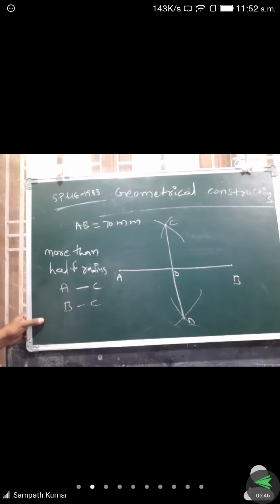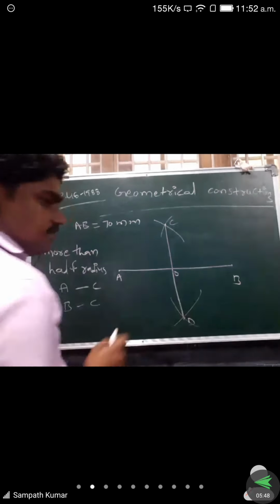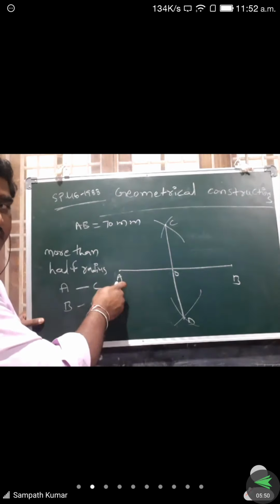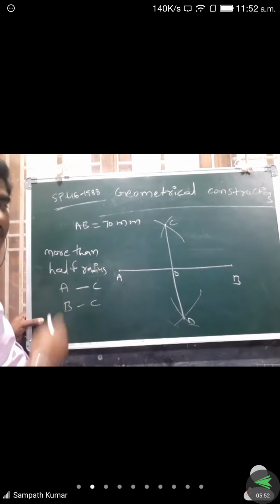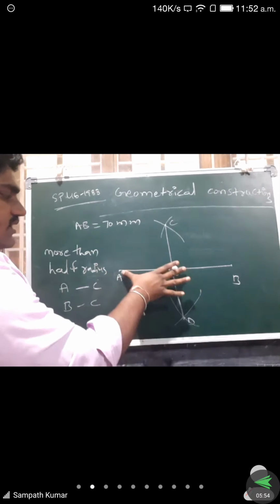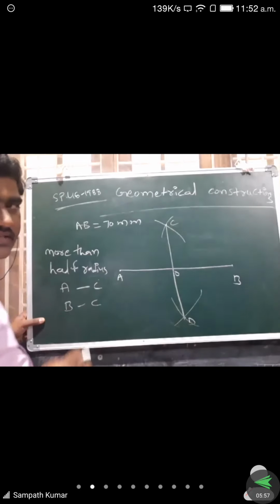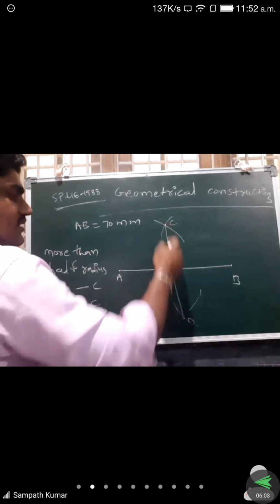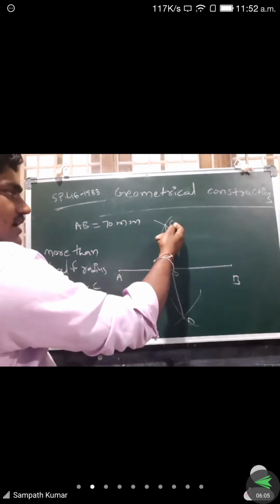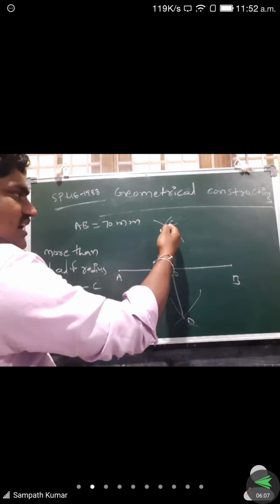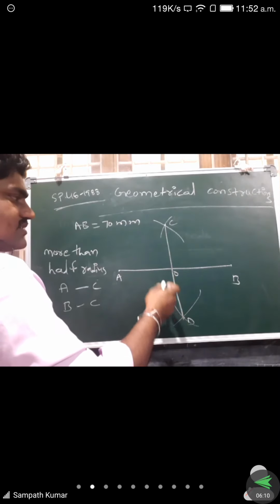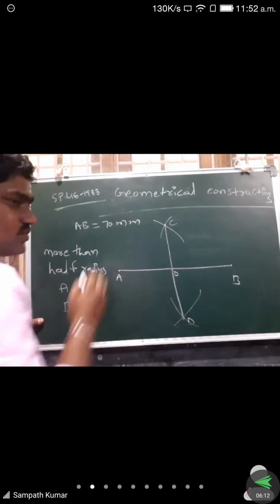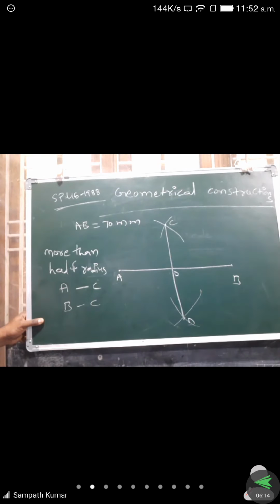Given line AB is equal to 70 mm. Take A as a center, more than half radius. Then we have to draw the arcs on both sides, that is above and below the line. Then again B as a center with the same radius, intersecting these two arcs, which gives the points C and D. Then we join C and D. The intersection of this line with AB is O. AO is the midpoint.